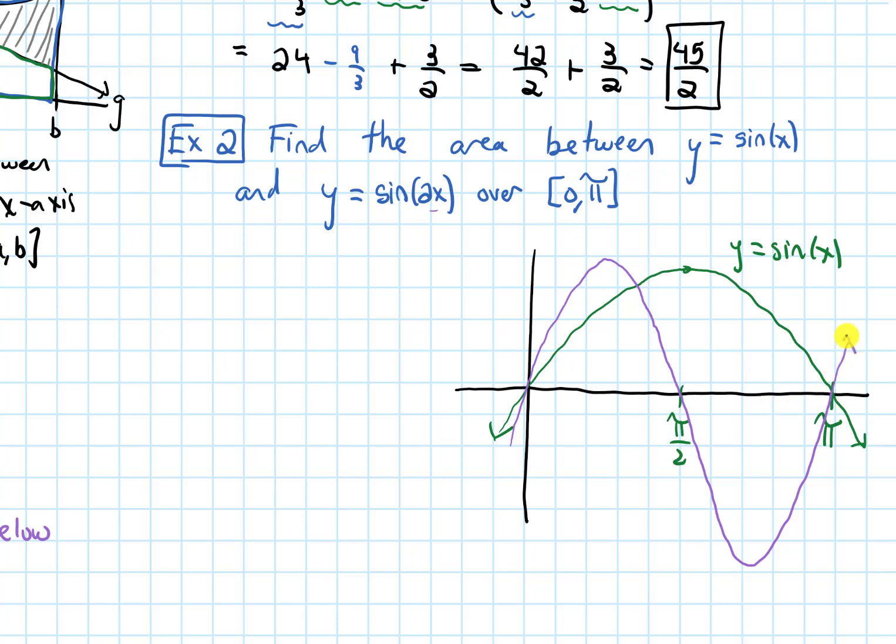And of course the graph will keep going, but we mostly care about what's happening on the interval from 0 to pi, because that's what our question is focused on. So if we look at this picture, let's find our intersection points. So I could figure out, well, what is that x value? Find the intersection points.